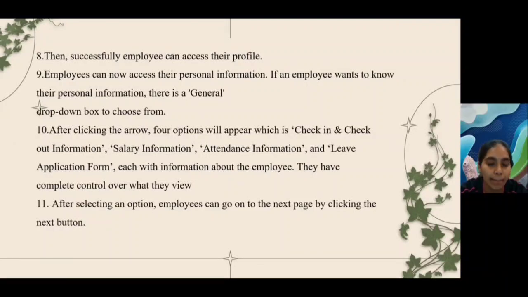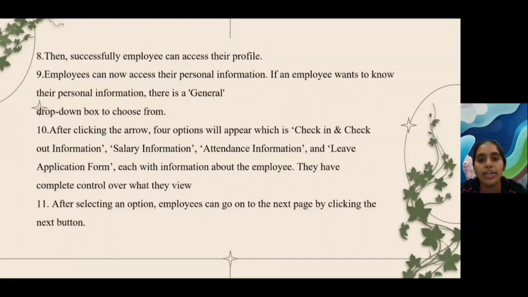If an employee wants to know their personal information, there is a general drop-down box to choose from. After clicking the arrow, 4 options will appear, which is check-in and check-out information, salary information, attendance information, and leave application form. Each with information about the employee. They have complete control over what they have viewed.